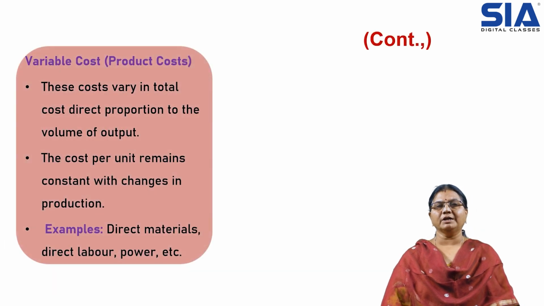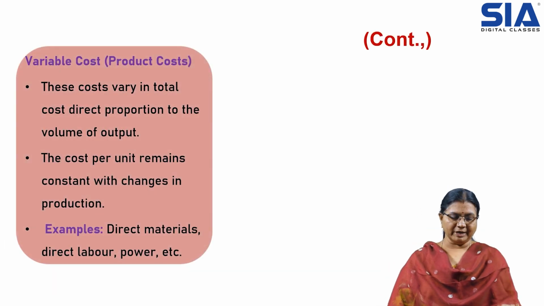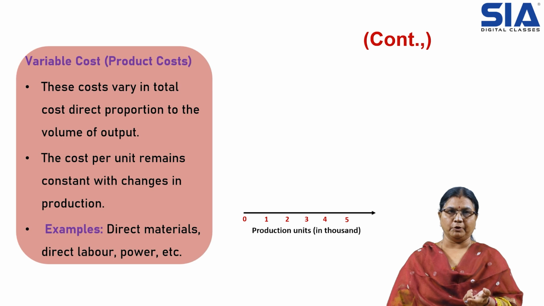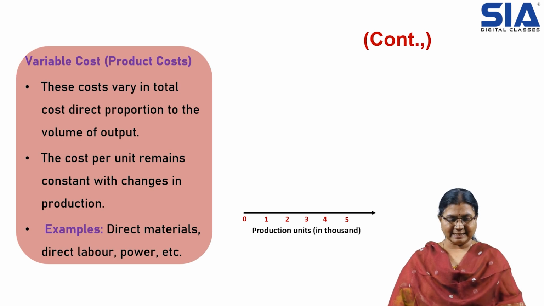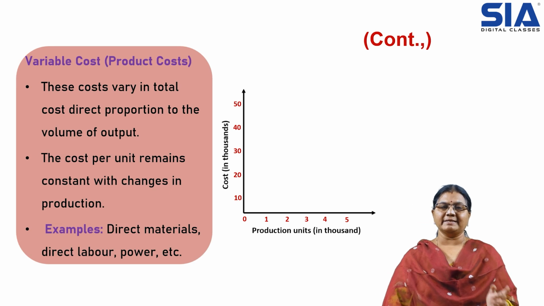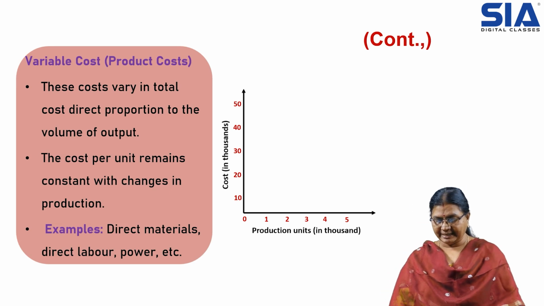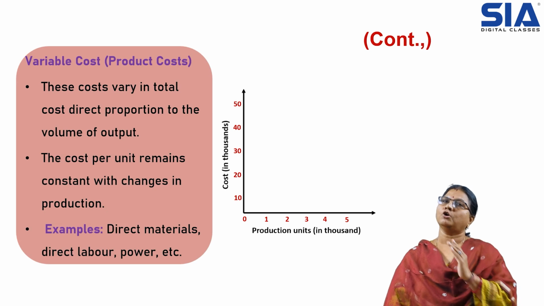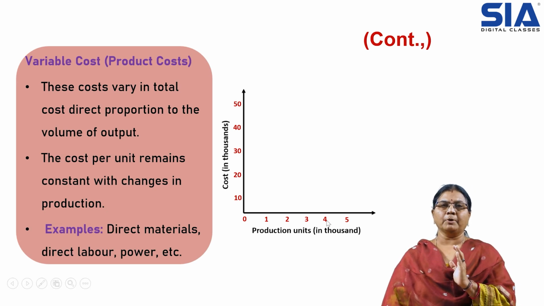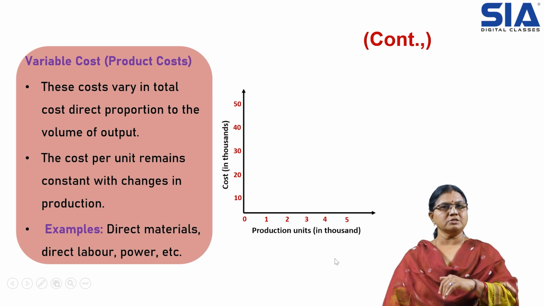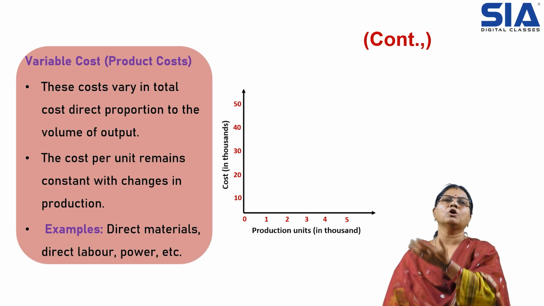Then variable cost. What is variable cost? The name itself tells you, it varies, it changes. How does it change? Depending on the volume of production we are producing. You can see the y-axis shows the cost, and the x-axis shows the units, that is quantity. When the quantity is increasing, the cost will be increasing. If we are producing, for example, 1 unit, the cost is different. 2 units, the cost will increase. 3 units, still more the cost will increase.